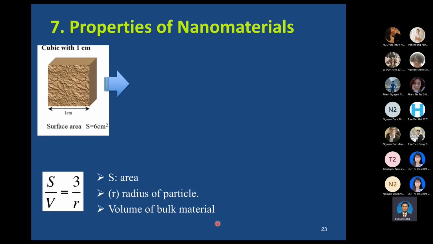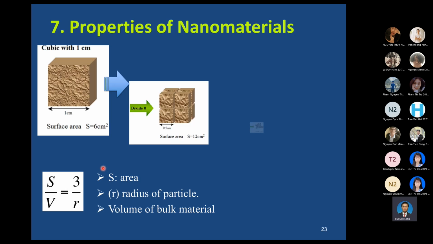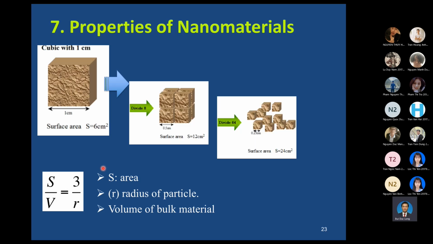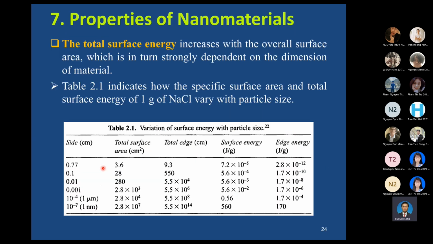And of course, you have to remember that the specific surface of the nanomaterial is proportional to 1 over radius. This is how the surface increases when you divide the particle into smaller ones. I already talked to you about this last week, so I will go fast.